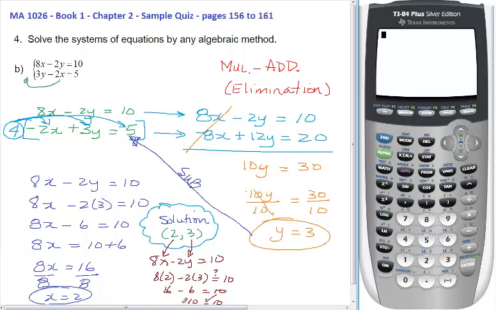First one is checked. Let's repeat that very simple process now on the next one. 3y minus 2x equals 5. 3 times y is 3, minus 2 times x is 2. Does that equal 5? 9 subtract 4. Look at that, 5 equals 5. So we're 100% certain that our solution is 2, 3.